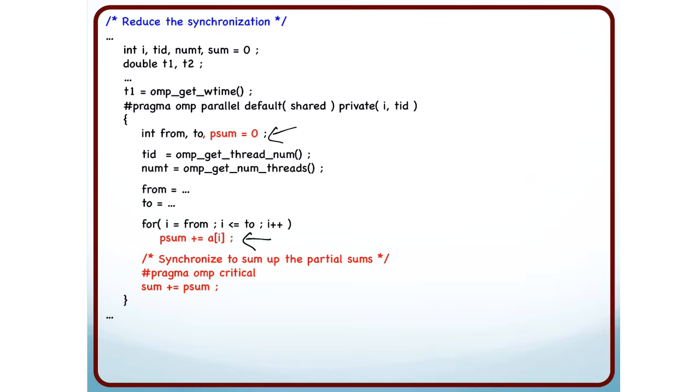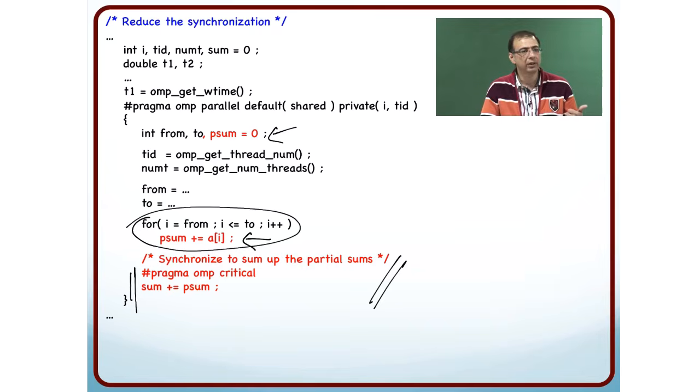There's no race condition over here. The threads are not accessing each other's variables, no shared variables. And then when I'm done with this entire loop that I was supposed to work on, just before exiting the parallel region, I have to synchronize to add up the partial sums. So here I do hash pragma OMP critical and I add psum to sum.